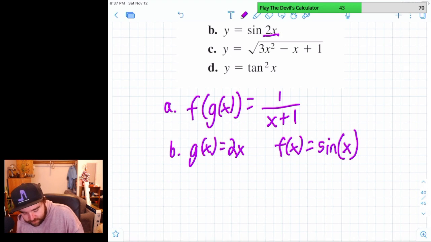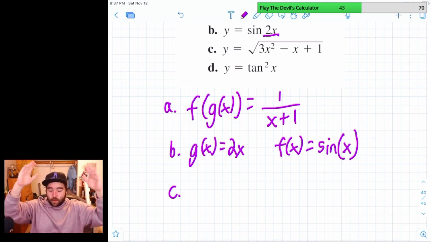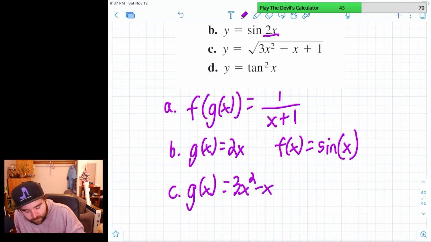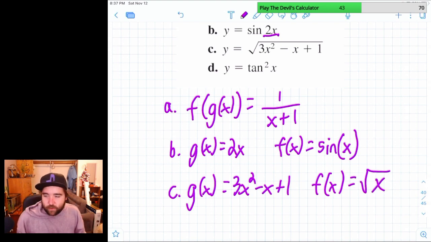C, what is the inside function? Well, the inside function is the most inside. Because you can say, what is the outside function? It's the square root, because you're taking the square root of that entire inside. So our inside function here is 3x squared minus x plus 1. Our outside function is the square root. And it's just the square root of x, because it's the square root of something. The square root of whatever. Remember, x is just like whatever. It's a variable.